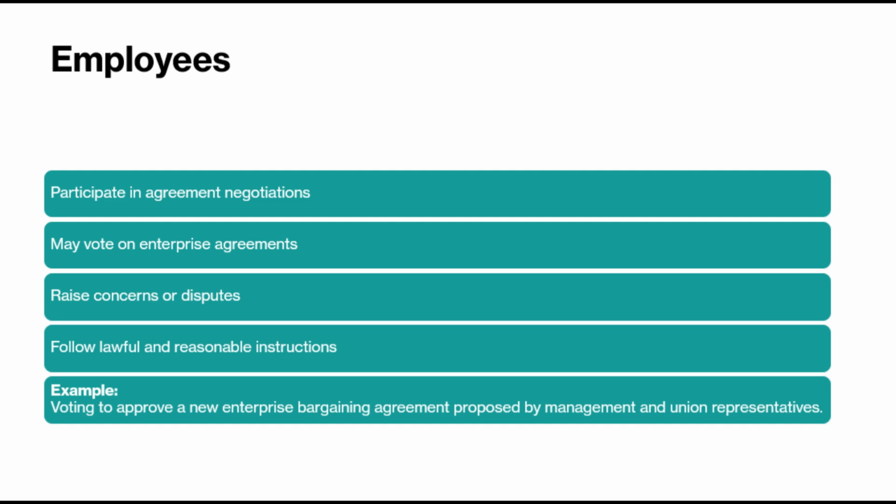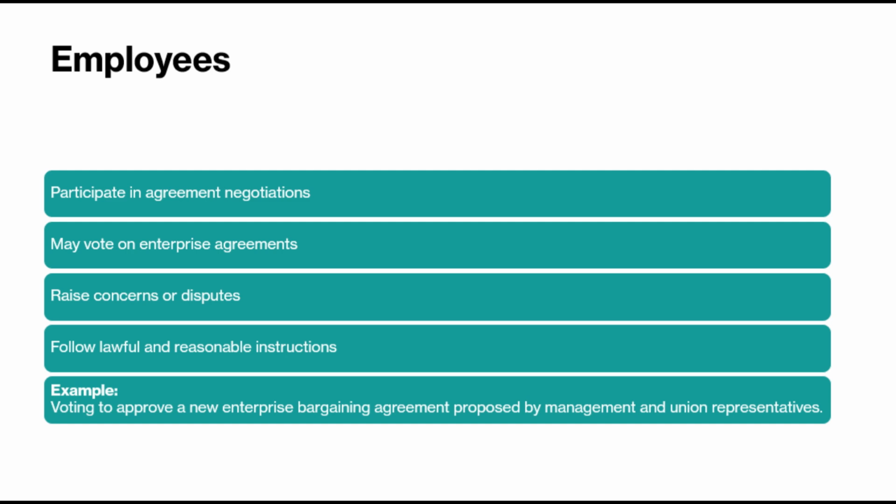2. Employees. Now let's talk about employees, because they're not just passive recipients of decisions. Employees are active participants in workplace relations. They're the ones who may vote on enterprise agreements, raise issues or disputes, or even take industrial action if negotiations break down. They can also act individually or as part of a larger group, like a union.